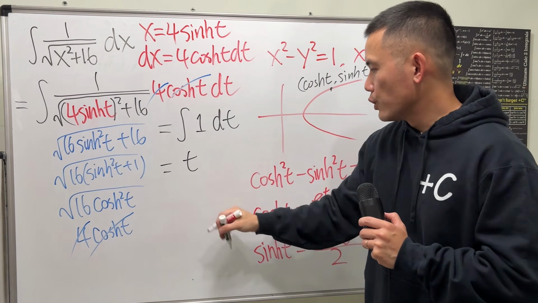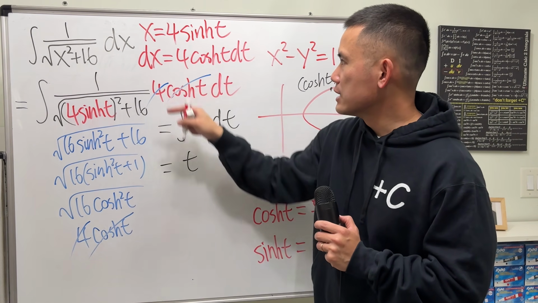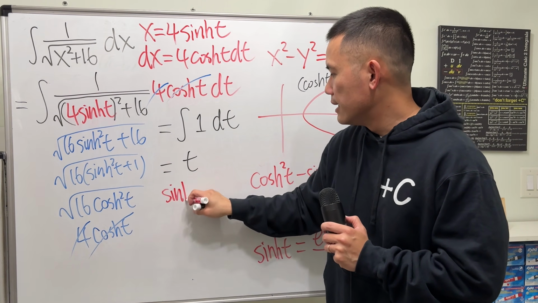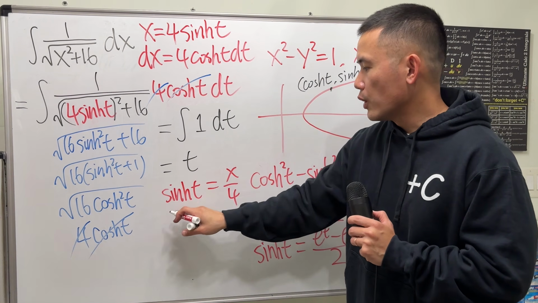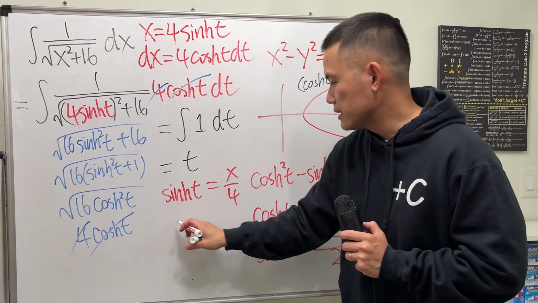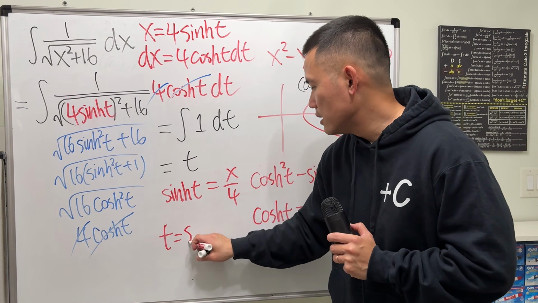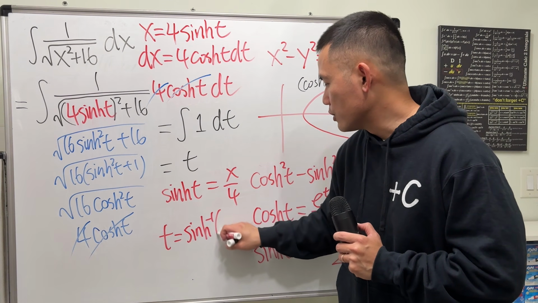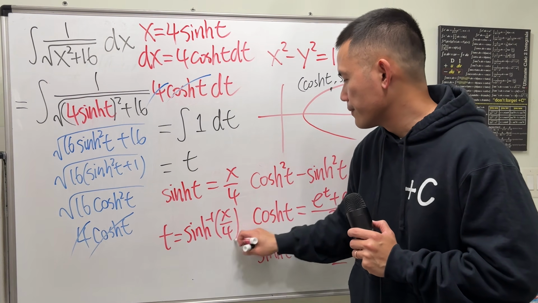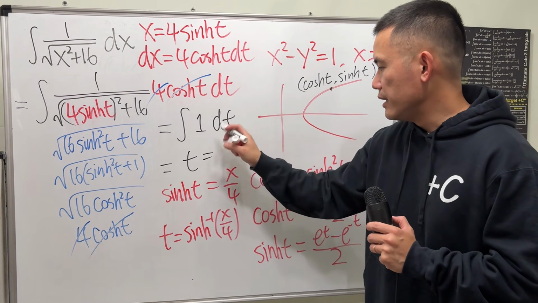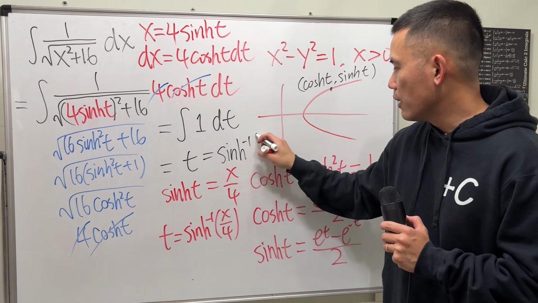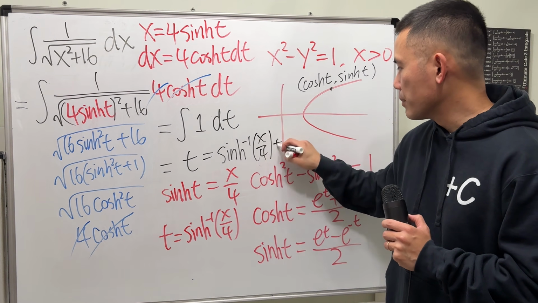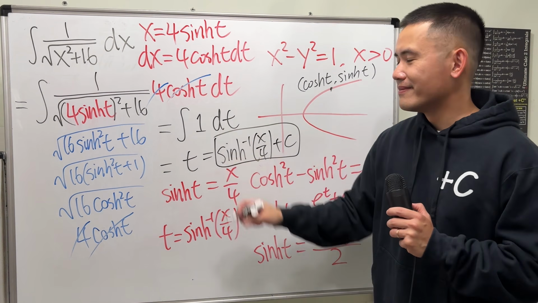Look at this. Dividing both sides by 4, we see sinh t is equal to x over 4. So we can take the inverse sinh on both sides. t is nicely equal to inverse sinh of x over 4. So there we go. The answer for this is inverse sinh of x over 4, and then plus C. And then we are done.